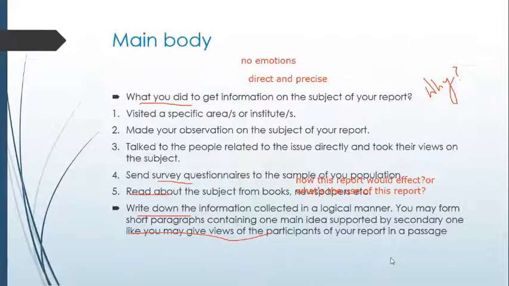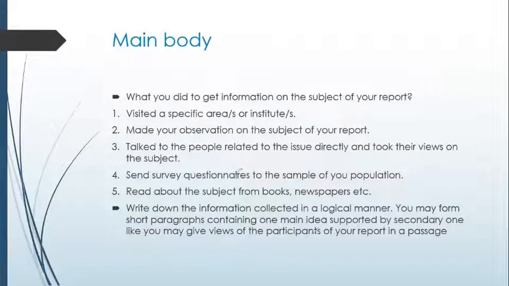And here is the main body. Now, the main body of the text. After writing down a direct, brief, short paragraph on introduction, in the main body, you are going to write what you did to get information on the subject of your report. Okay, so what you did, whether you visited a specific area or specific institutions. Then over there, you made your observation on the subject of your report.